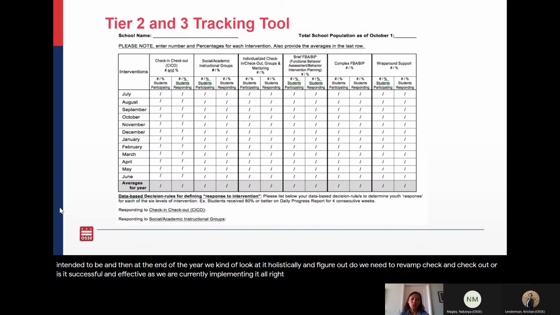All right, so this tool is what we call a tier 2 and 3 tracking tool, and it can be used not only for check-in, check-out. As you can see, it has other tier 2 interventions there. This is kind of our cheat sheet: if you have a coordinator for tier 2, they will be collecting and putting together data from different students.